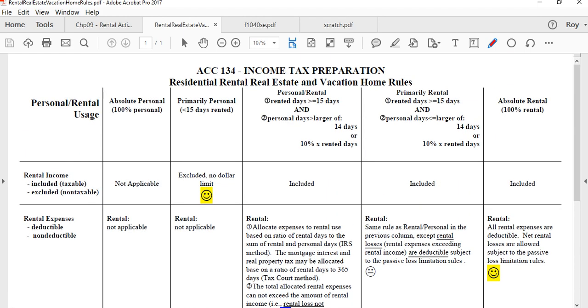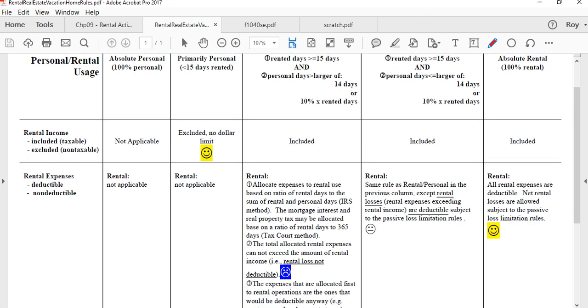On the other extreme, if you rent your property out or have it available for rent, no personal use throughout the whole year, you've got to include all of that rental income as taxable. But then you get to deduct all of the related rental expenses we've learned so far here in Chapter 9. Now, if you have a loss, we'll talk about the passive loss rules that may limit the amount you get to deduct in the next video.